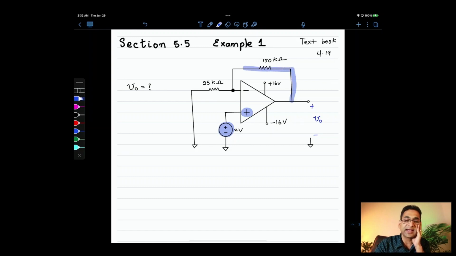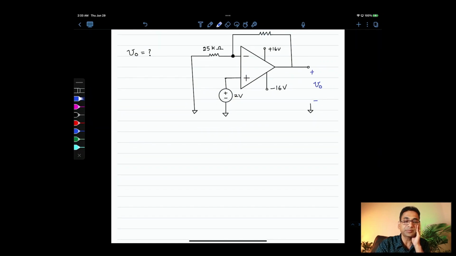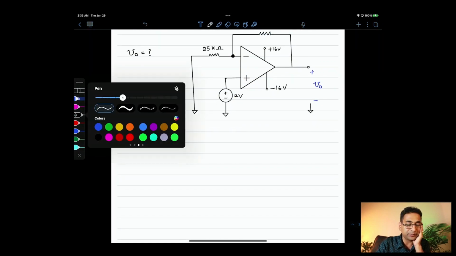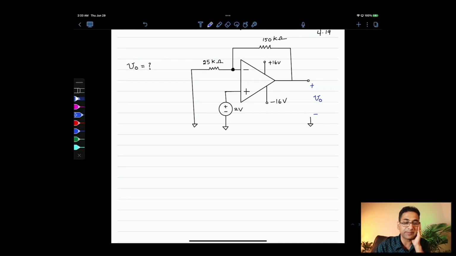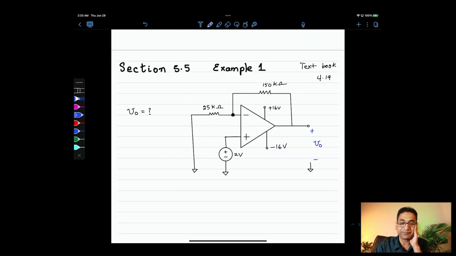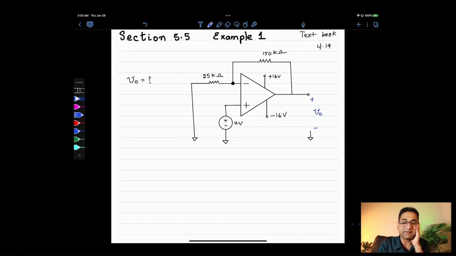Also notice that there is a negative feedback configuration. Now there are a couple of ways to do this problem. First of all, what are we supposed to find in this problem? Output voltage. All the values for the resistors and the voltage source are given. So, solution. This is going to be a really quick problem actually.